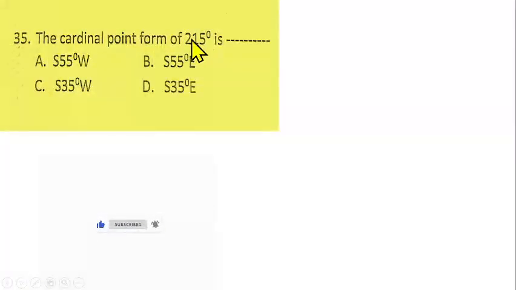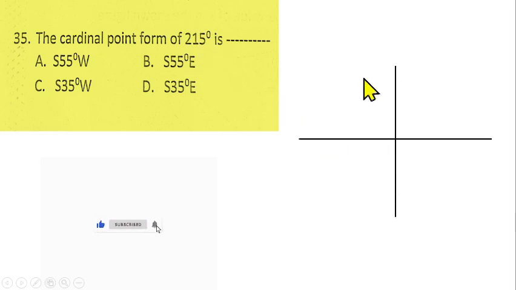Question number 35 is still on bearing. We have to change this 3-digit bearing to compass bearing. If you check my video on bearing, you will understand all these simple questions. All you need to do is first of all represent this bearing on a point. So draw a cardinal point. Then this is north, this is south, this is east, and this is west. Now I will try to locate this bearing.